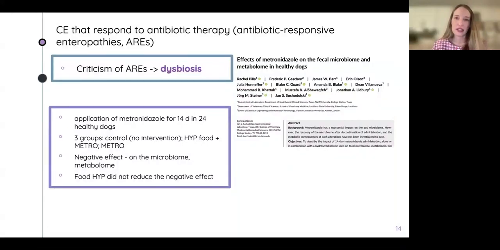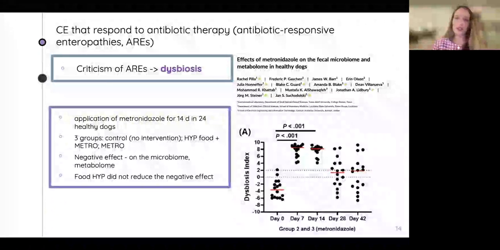So it is a study done by Pilla and Jan Suchodolski. Normally they are quite active in the research in this area, and have also proven a lot of things that we are now using. And one of those would be this gut dysbiosis. So in this study, they did a study on healthy dogs, and they used metronidazole for 14 days in two groups. One group received just the metronidazole, and the other group received metronidazole and a hypoallergenic diet. And then there was also a control.